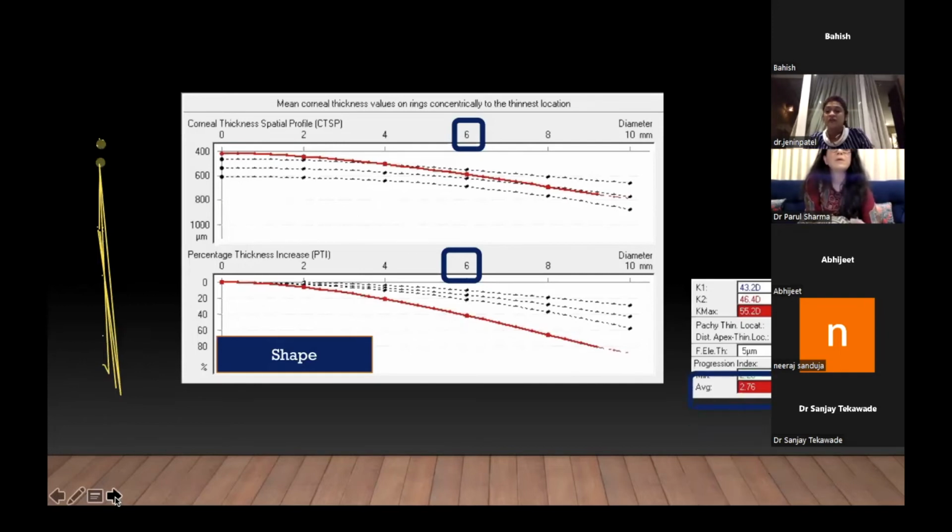So this progression index, is it with consecutive imaging or is it with the first image?